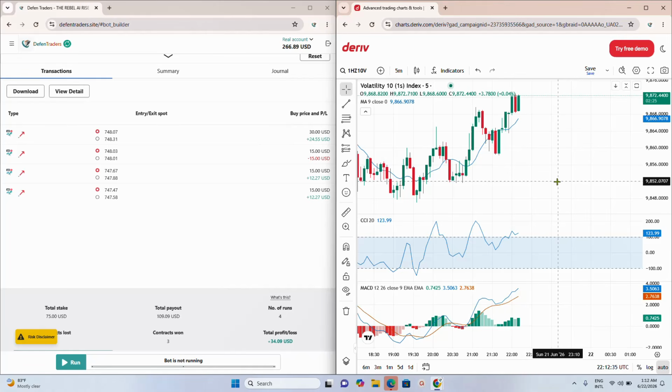On the site Deriv traders, there is a bot that is well designed for rise and fall. It's called the Rebel Robot number 8.